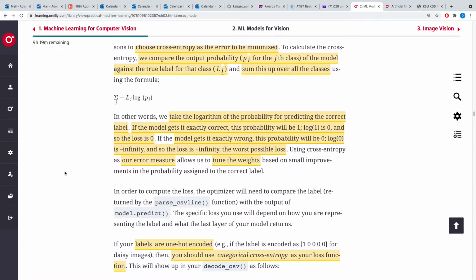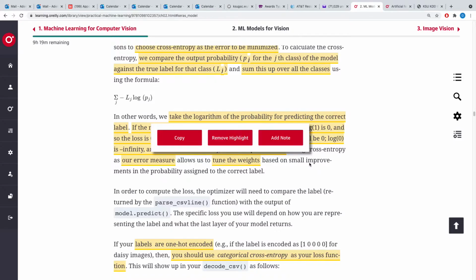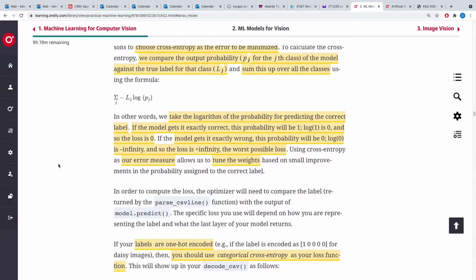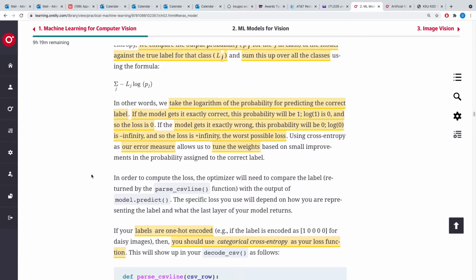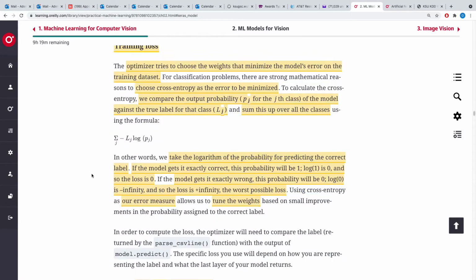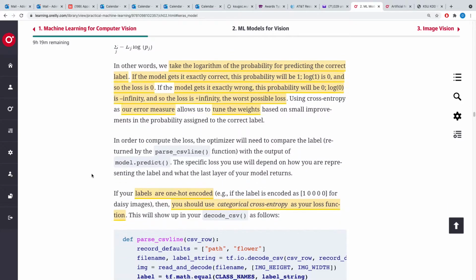On the other hand, if the model gets it wrong and the probability is 0, the log of 0 is going to give negative infinity, and if we multiply that by this negative, that's going to give positive infinity, which is the worst possible loss. So that's essentially what the training loss is about.